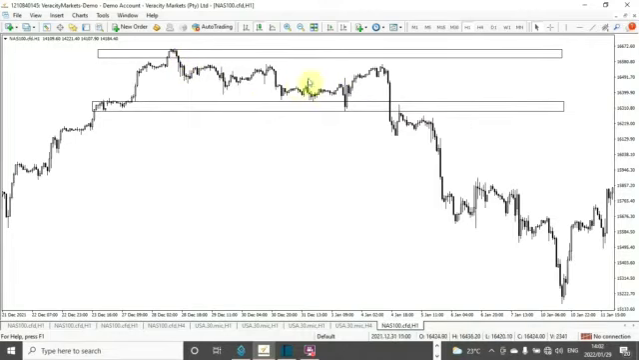And as you can see again, when price reached the demand zone, price rejected, and bought. So that would be an indication for you to buy. So if price reached the demand zone here, you buy. Price reached the demand zone here, you buy. Price reached the demand zone here, you would buy again.